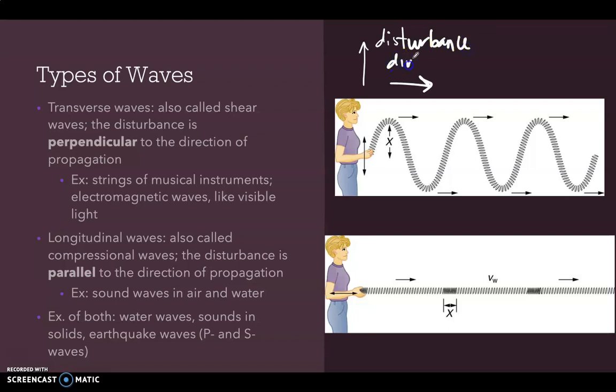Direction, okay? And this is the direction of propagation, okay? So this is called a transverse wave, and some examples of this type of wave are like in the strings of musical instruments, electromagnetic waves, just like visible light.